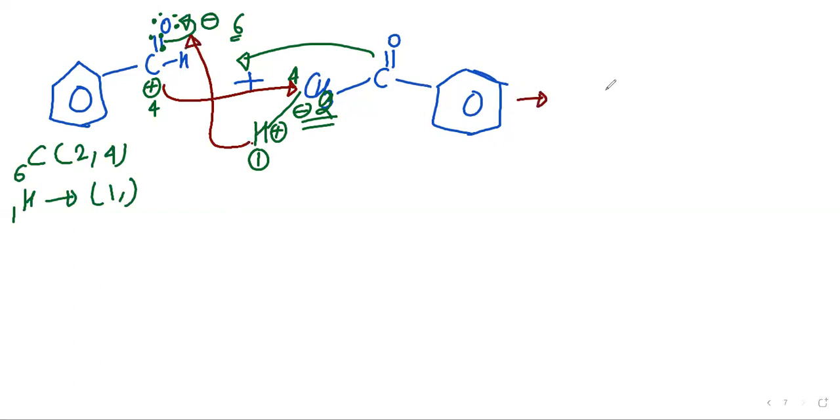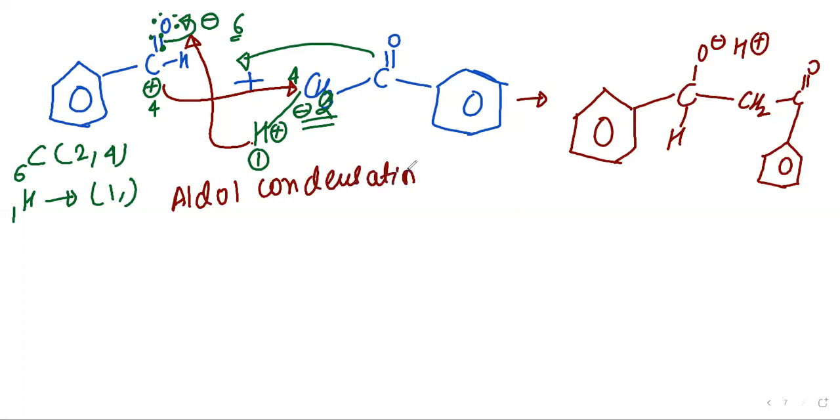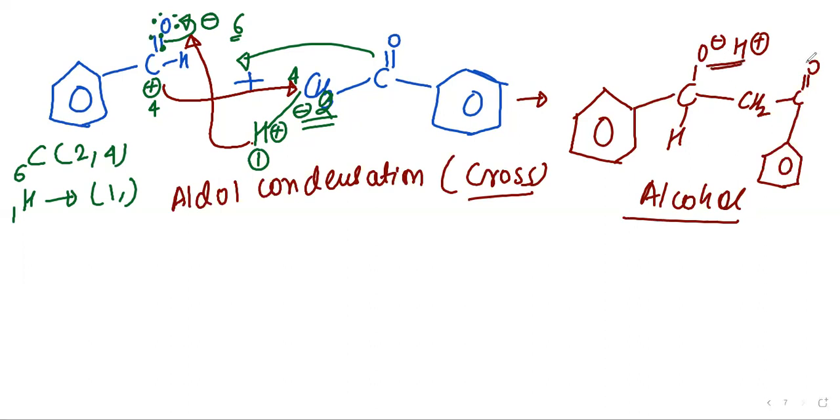So how will it look now? It will be like this. It will be OH. This is minus, this H plus has come here. So it forms alcohol now, right? And one H is there and this is attached with this. So it will form like CH2, C double bond O and one benzene compound will be here. So this reaction is also called aldol condensation. We are doing, right? This is cross because the reactants are different. Understood? So the formation of alcohol is done here. So see, there are two functional groups here. This is the alcoholic functional group and this one is the ketonic functional group.